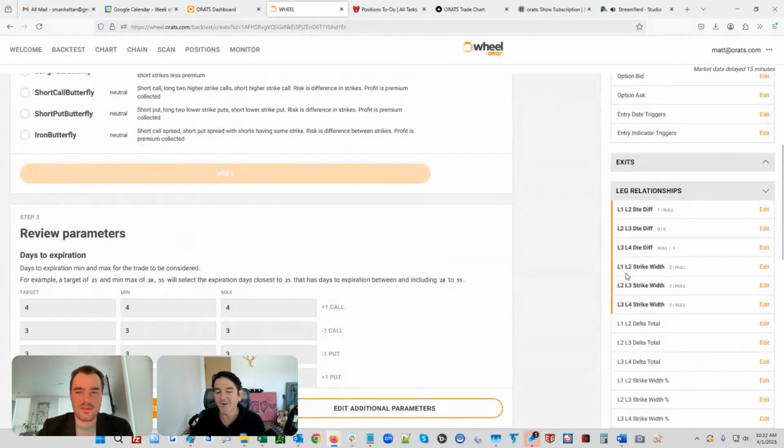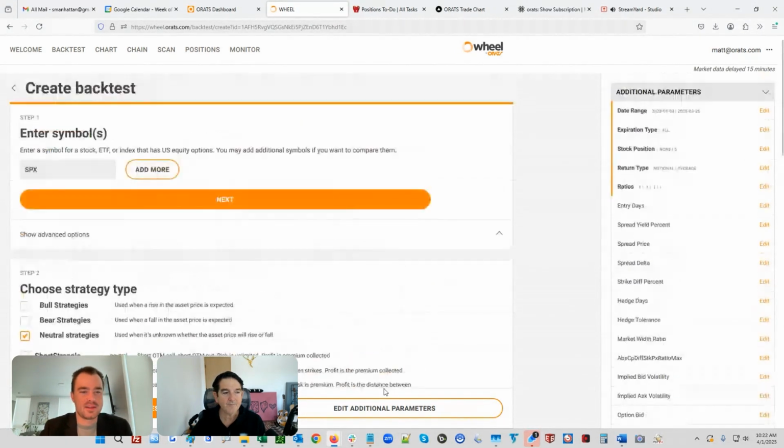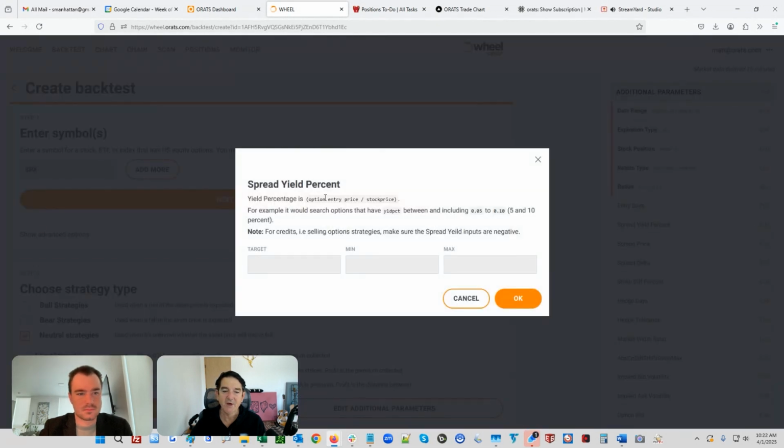We have really cool tools: the backtest finder and then the custom backtester within that tool. But the legacy is where you can really get into the nitty gritty of some of these parameters, like the ratios and DTE difference. And you could set your spread yield, how much you want to get, like how much your option price that you want to pay or get divided by the stock price. I love using that too.